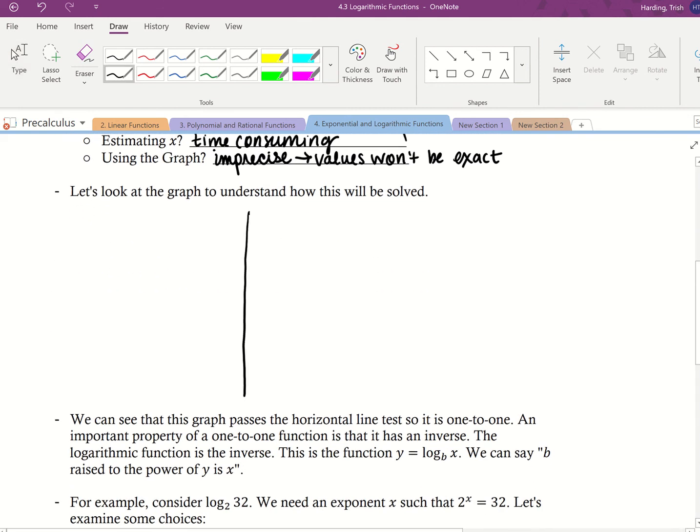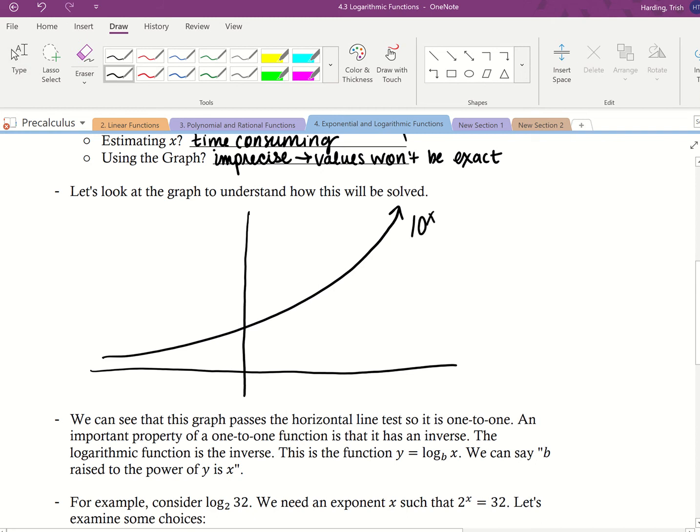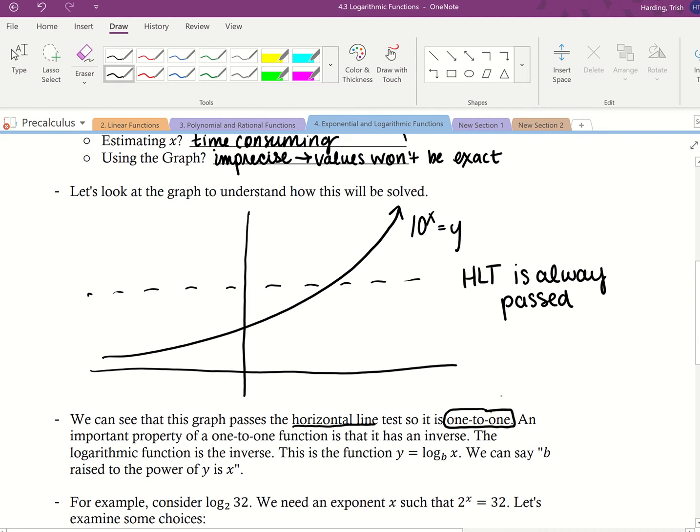So let's see. Let's say this is our graph of an exponential. We'll call this 10 to the x equals y. So what do we see here? Of course, one thing is the horizontal line test. The horizontal line test is always passed. So I could draw a line anywhere on here. And what does that mean? That means it's 1 to 1.